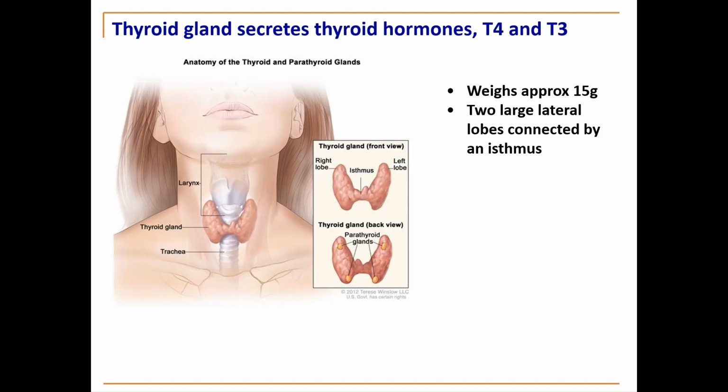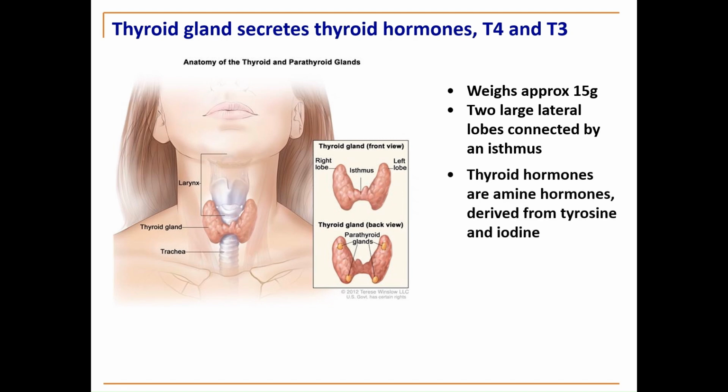So when we're thinking about the thyroid gland itself, it weighs about 15 grams, and the two lobes are connected by an isthmus, which is just a band of connective tissue. The thyroid hormones that the thyroid gland secretes are T4 and T3. They are known as thyroid hormones. They are amine hormones, and they are derived from the amino acid tyrosine and from iodine.